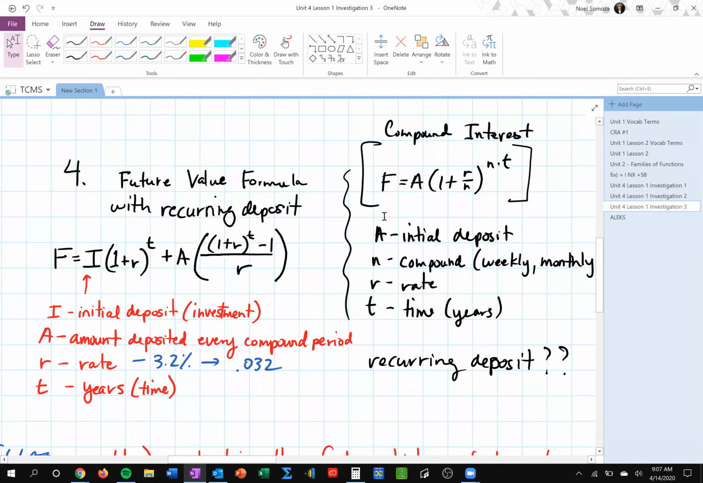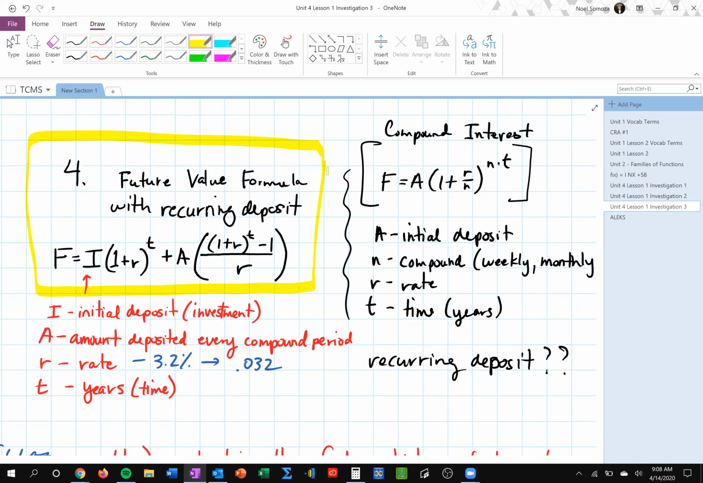And so then we evolved into this new formula, which is right over here, the future value formula with the recurring deposit. And then we took a look at how it changes. The big thing is that now we have I and A, which represent two different things. I would be the initial deposit, the amount of money that you put into the account at the very beginning when you first open it. And then A would represent the new amount of money that gets deposited every period.